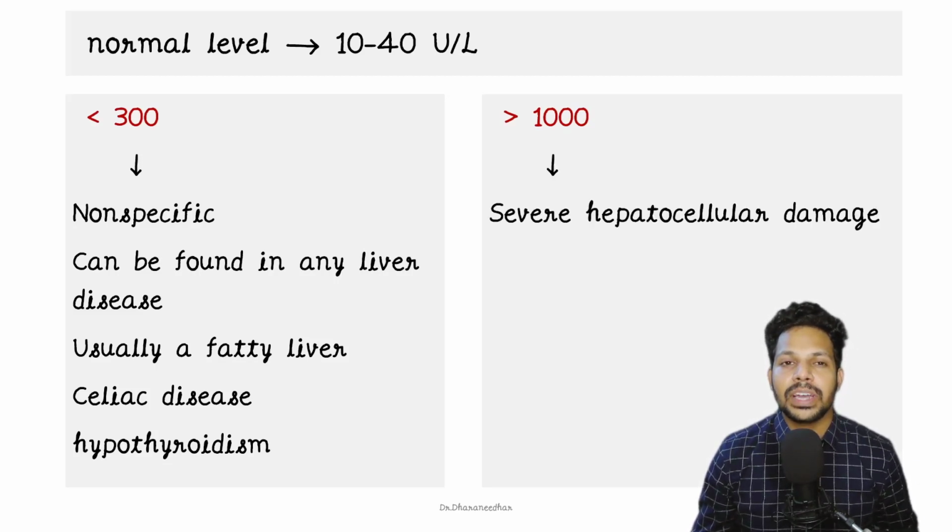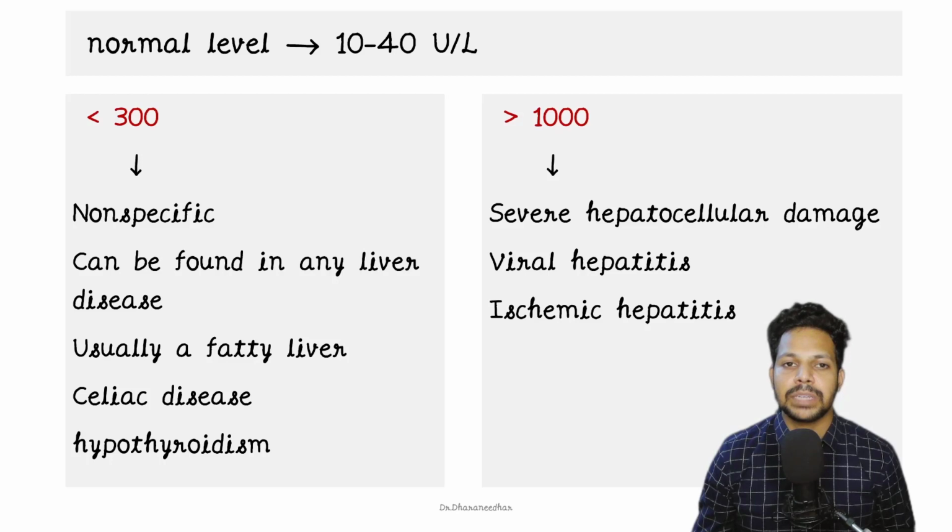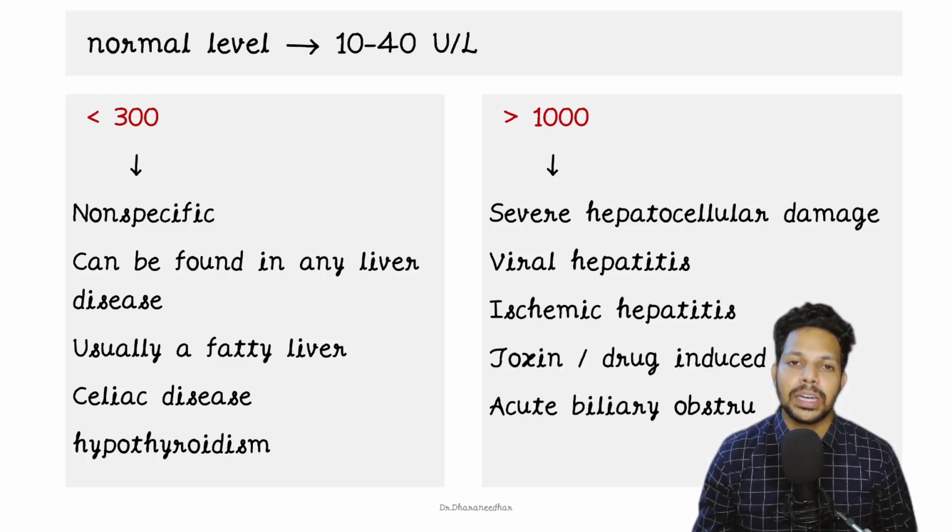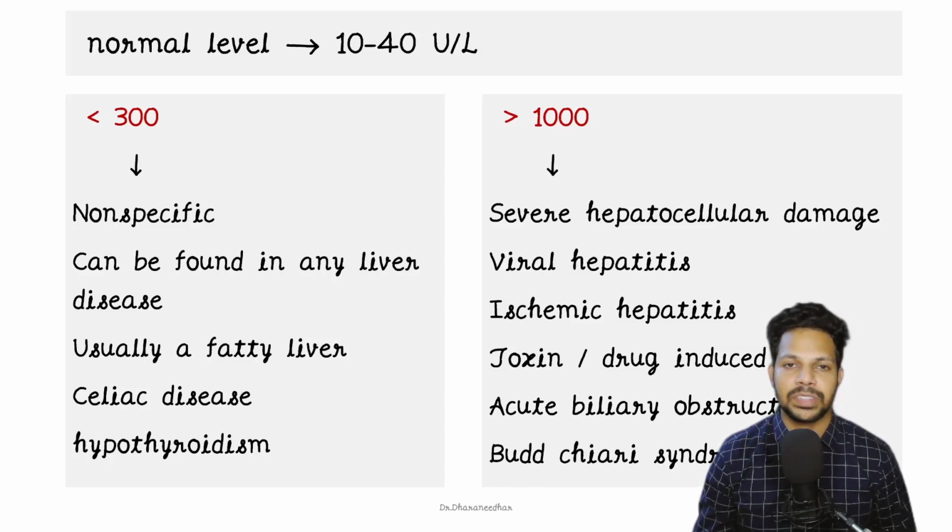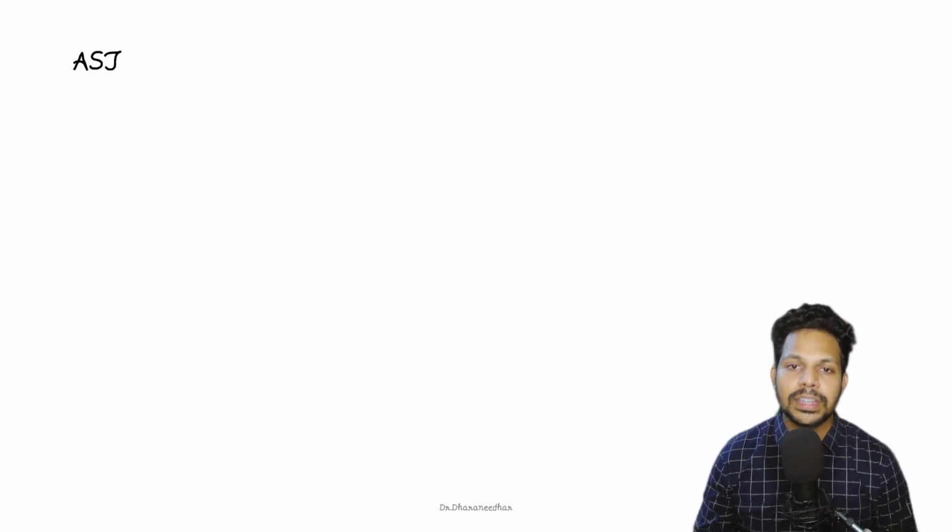So now we have to look at the specific liver diseases. Commonly, they are viral hepatitis or ischemic hepatitis, sometimes toxin or drug-induced hepatitis, acute biliary obstruction, and Budd-Chiari syndrome. These are some of the most important causes that will result in a severe hepatocellular damage. Now we are looking at the AST to ALT ratios. It is important to look at the AST to ALT ratios because that will indicate whether there is an alcoholic etiology here as well. So let's delve into it.